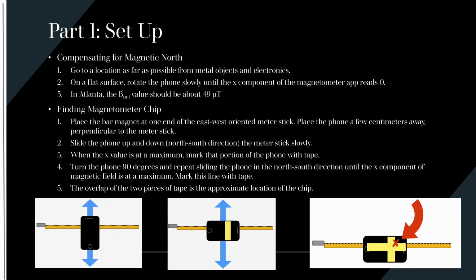Then I placed the bar magnet to the left of that meter stick along the east-west direction. I slid the phone up and down until the X component was at a maximum. I marked this spot with tape. Then I flipped the phone 90 degrees and did the same thing in the other direction. I marked this spot with tape as well. The intersection of the two pieces of tape should correspond to where the sensor is in the phone.